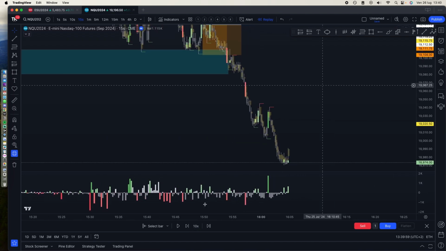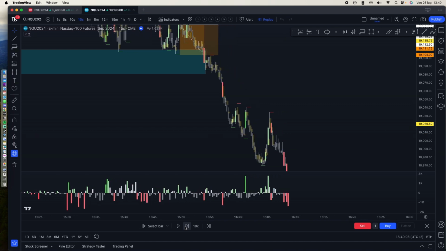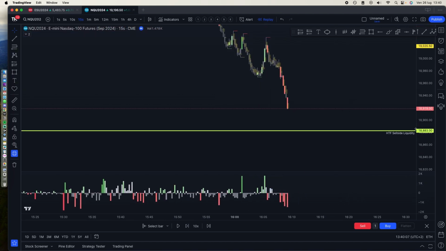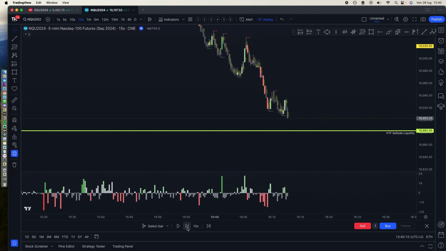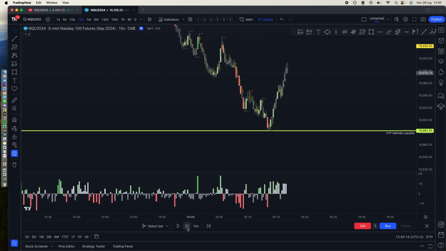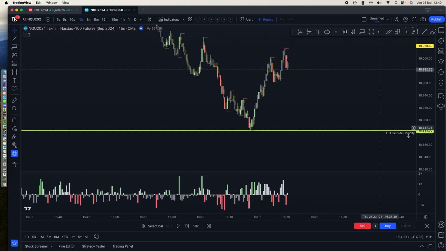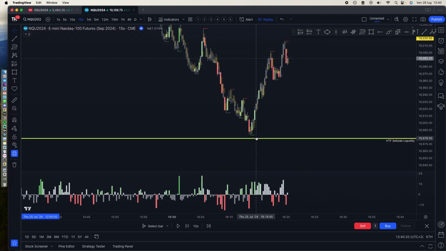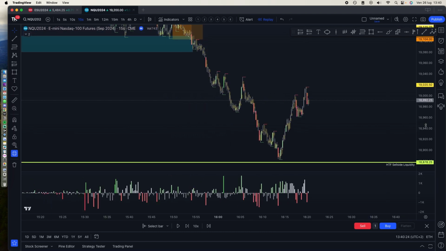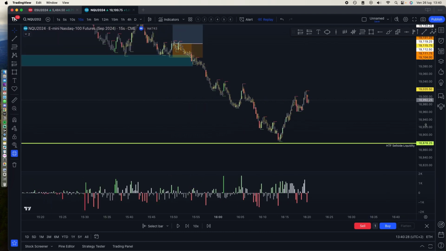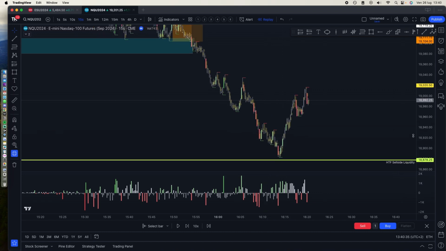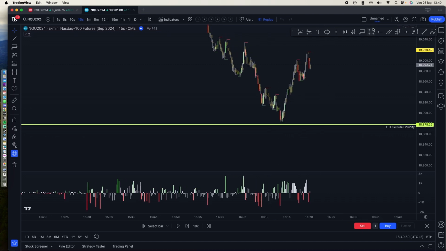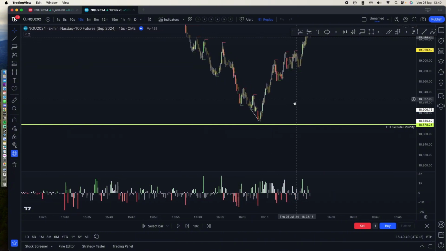Okay, no trade, no pattern. Ah, yeah, this is the level, I remember. So now we are moving bullish. We know that we're going to go bullish from yesterday. I remember that. This is not a valid pattern to me, because this is not a swept liquidity. So just wait for another pattern to come like this one.